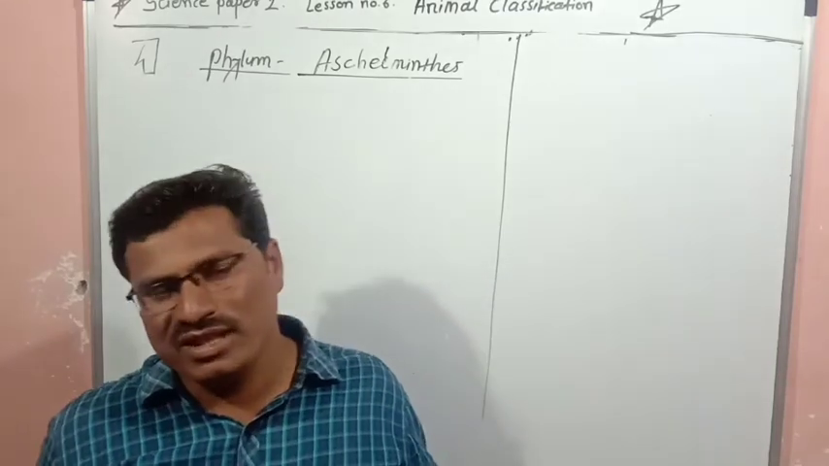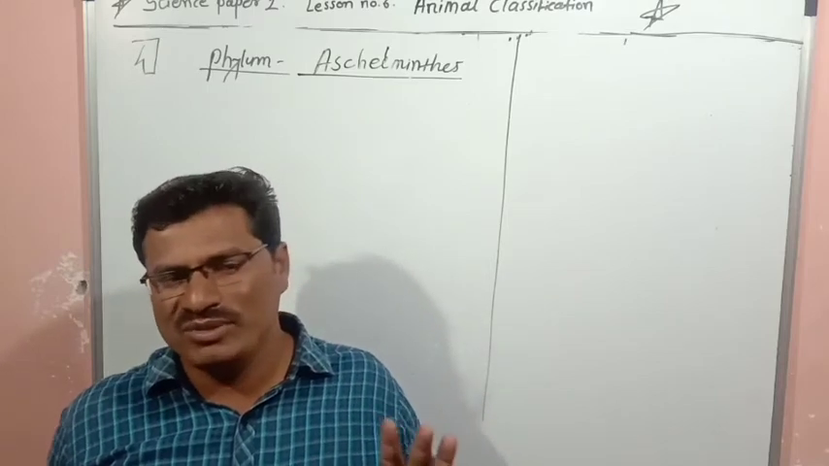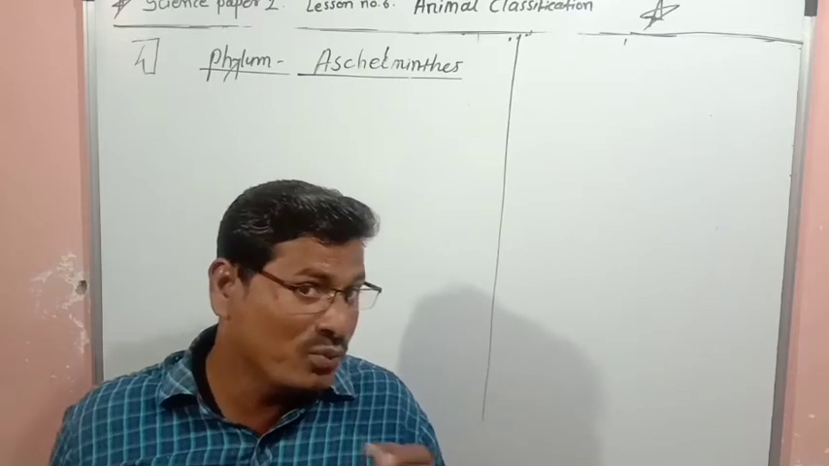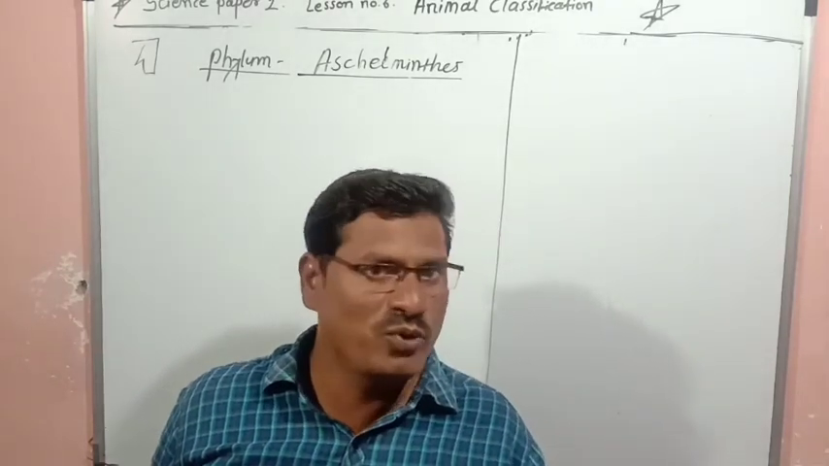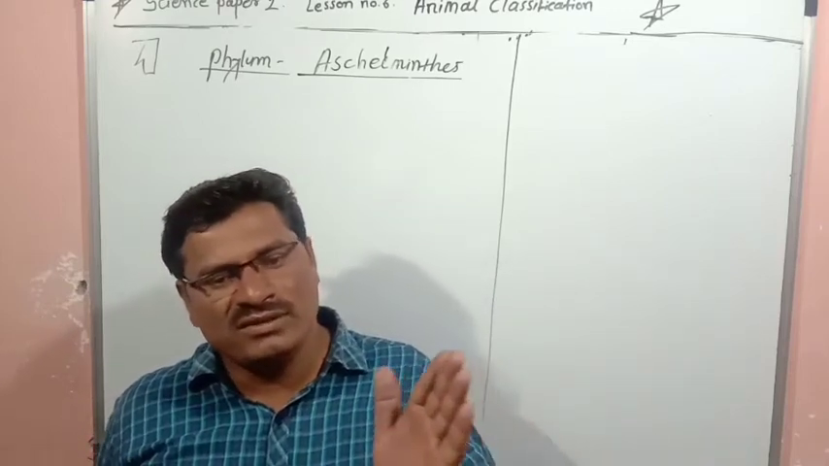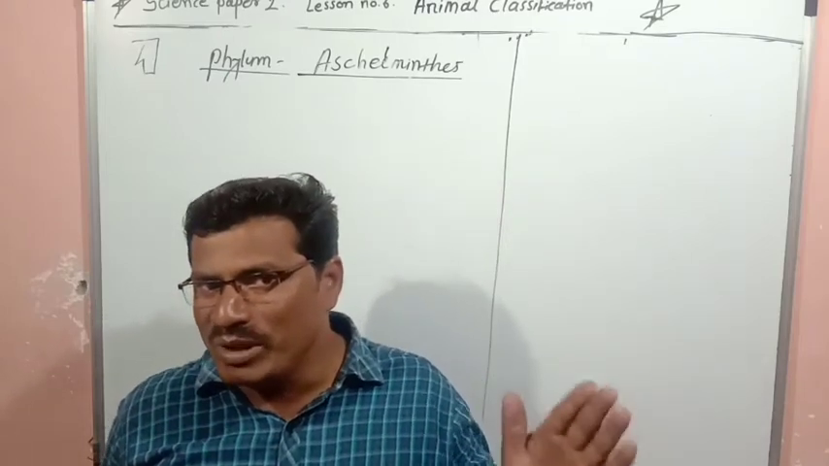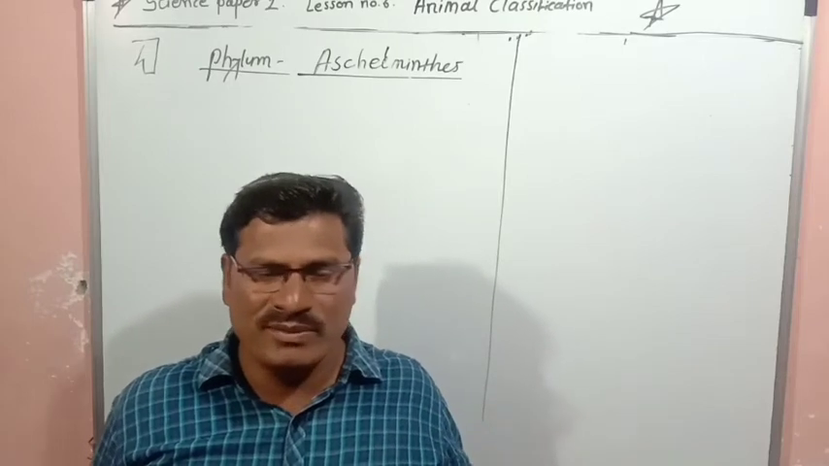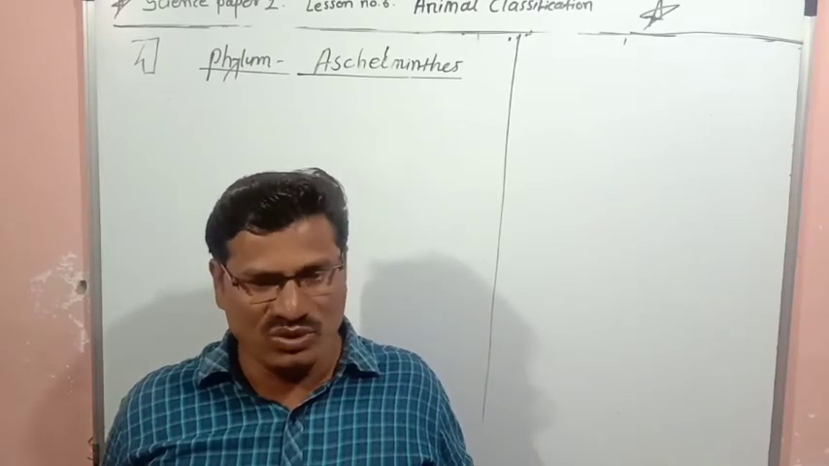The next point is that the body of this animal is non-segmented, and it is covered with tough cuticle. Next point, these animals are unisexual. That means male and female are separate. The male animal is separate, the female animal is separate. These are not hermaphrodite.